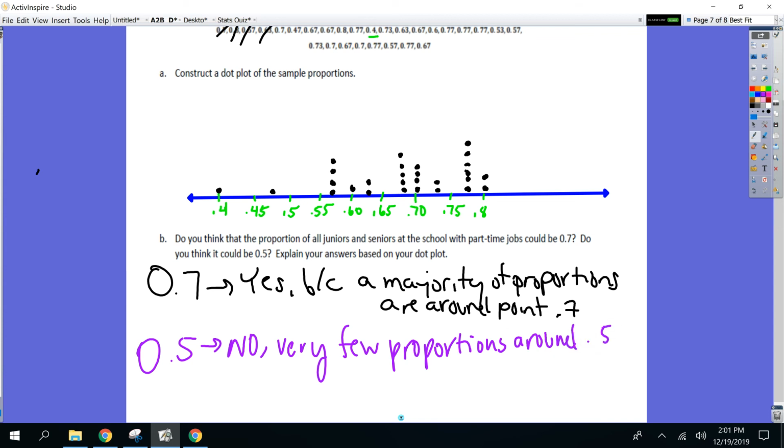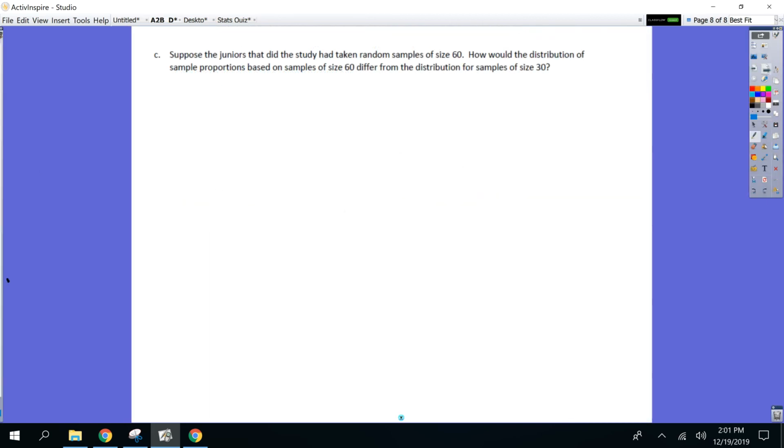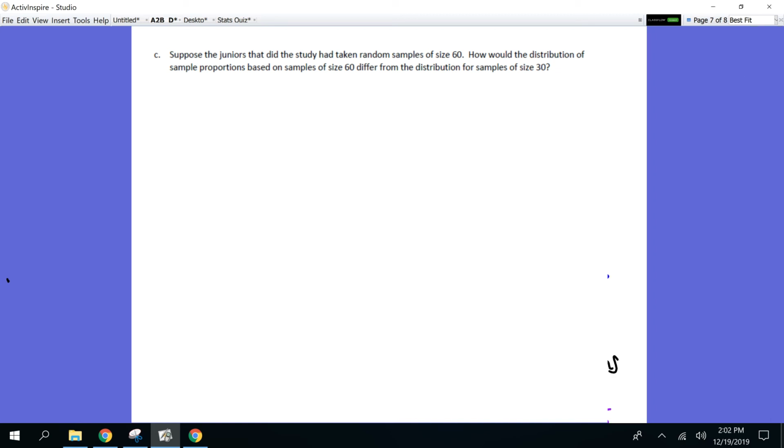And then I got one more for you. This is 30. What happens if I would increase the sample size to 60? All of you did 30. What if I said go out again and get another 30? How do you think the dot plot would look now? More like a bell curve. It would look more like a bell curve, which means, ready?